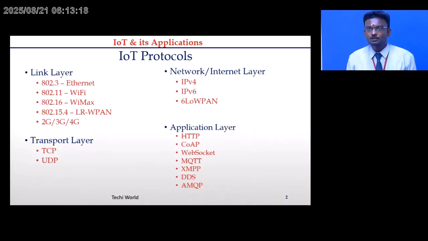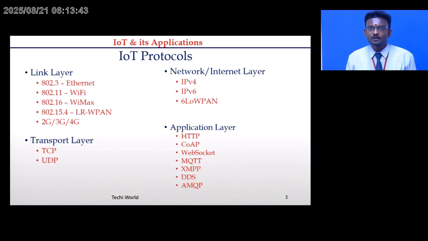In the network and internet layer, IPv4 and IPv6 protocols are available, and the 6LoWPAN protocol, which is a low-power wireless PAN protocol. We choose this protocol when our need is for a limited version, then we can choose the 6LoWPAN protocol.